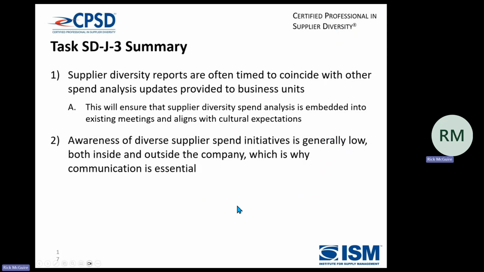All right, let's do some summary. Supplier diversity reports are often timed to coincide with other spend data analysis updates provided to the business unit. So don't do it by itself, do it with other spend updates. This will ensure that supplier diversity spend analysis is embedded into the existing meetings and aligns with cultural expectations. Awareness of diverse supplier spend initiatives is generally low, both inside and outside the company, which is why communication is essential.